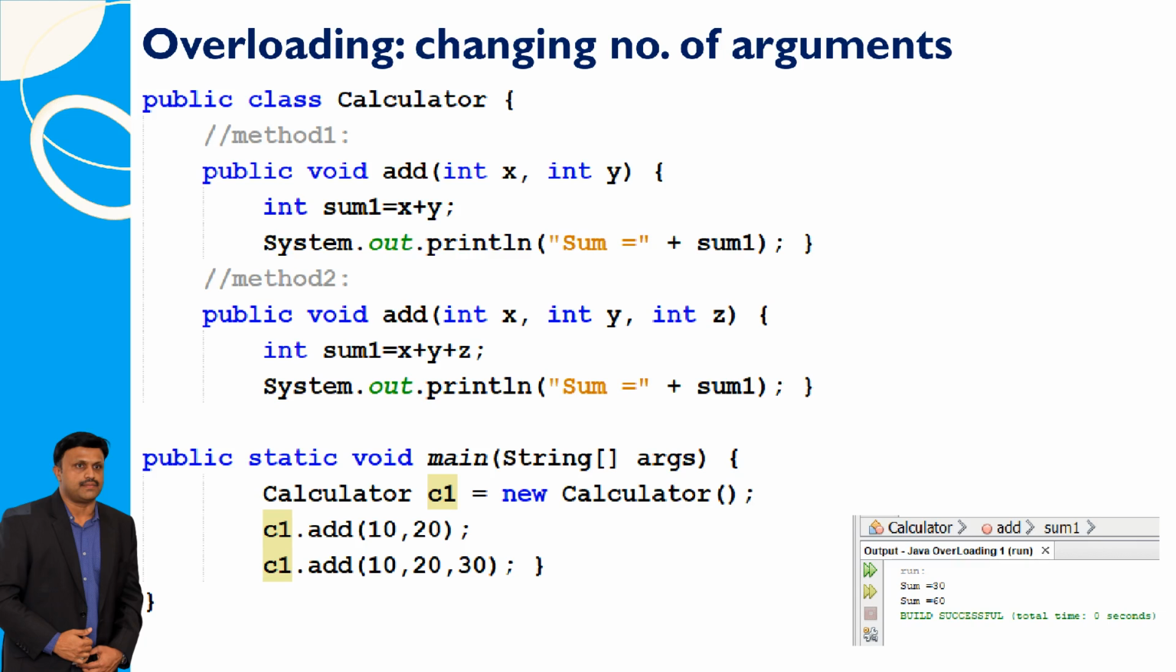In the calculator class, method overloading is demonstrated by defining two add methods with different numbers of arguments. The first add method takes two integer parameters and prints their sum, while the second add method takes three integer parameters and prints their sum. In the main method, an instance of calculator is created, and both versions of the add method are called with different numbers of arguments to illustrate method overloading in action.